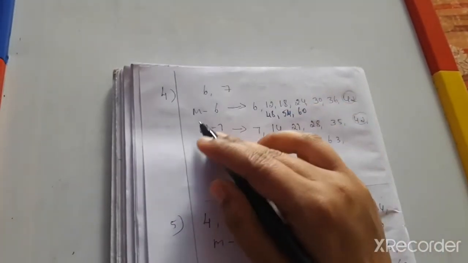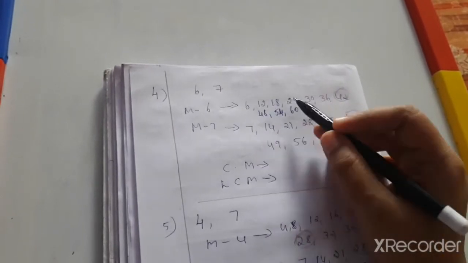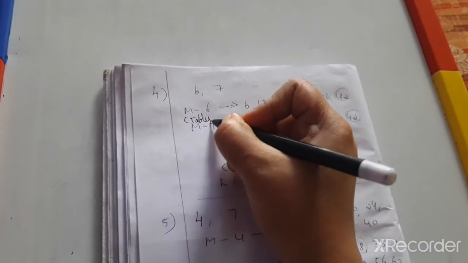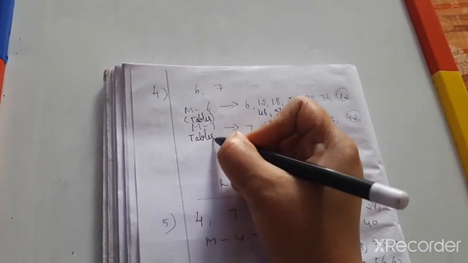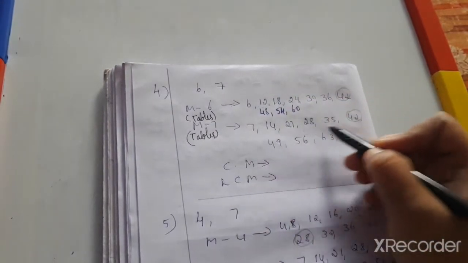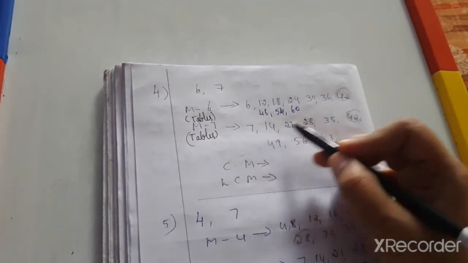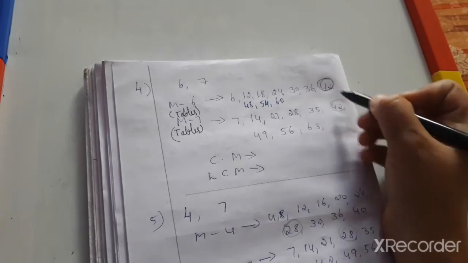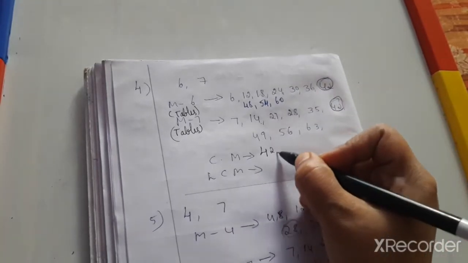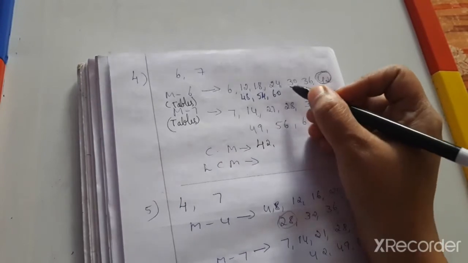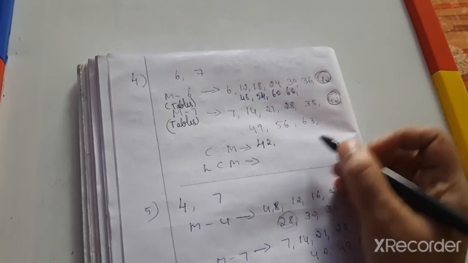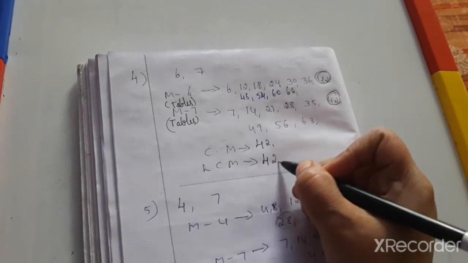Now the fourth one, 6 and 7. We have to write the LCM of the numbers. Multiples of 6: 6 ones are 6, 6 twos are 12, 6 threes are 18, 6 fours are 24. Multiples means tables of the particular numbers. Tables of 6 are written, and tables of 7: 7 ones are 7, 7 twos are 14, 7 threes are 21. Now we write the common multiples. 42 is common here, and we want the least one. If you extend 6 elevens are 66, you get other multiples, but we want the least one. So the least one is 42.